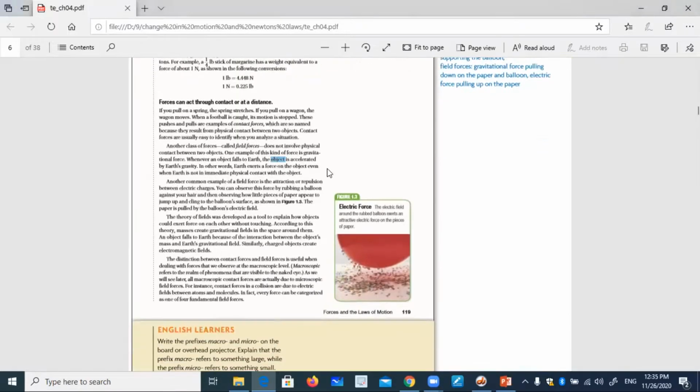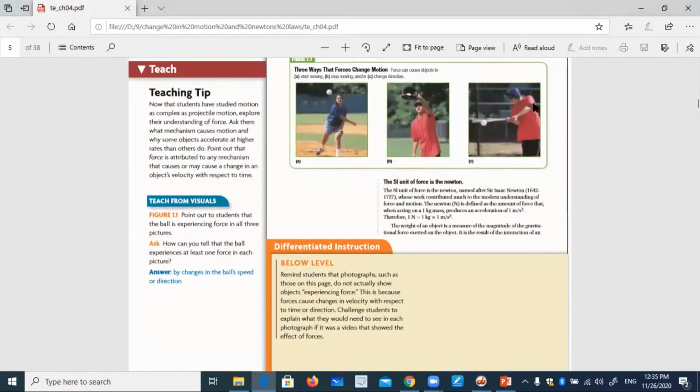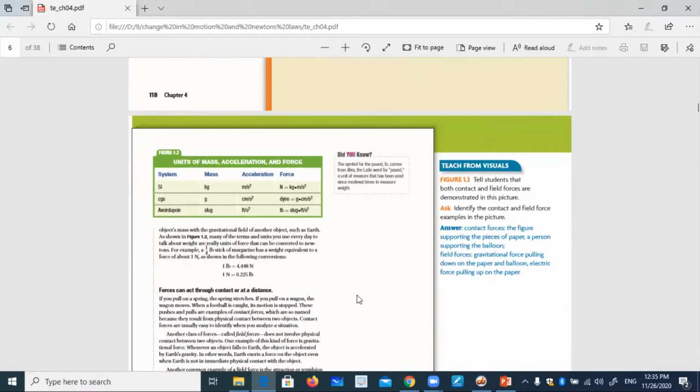Okay guys, we take two kinds of force: contact force and field force. Contact force is very simple. We have touching between one object and another object that makes the force. If you look over all of these pictures, all of them are contact force. The stick contacts the ball to change its motion, this hand contacts the ball to stop it, and the girl's hand throws the ball. All of these are examples of contact force.